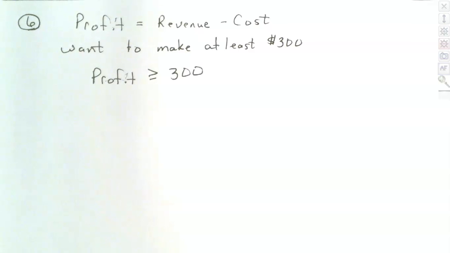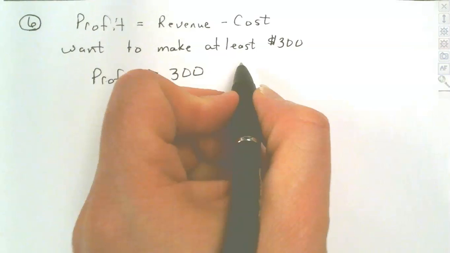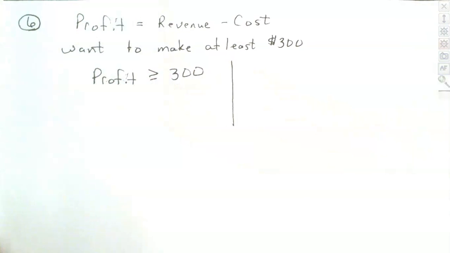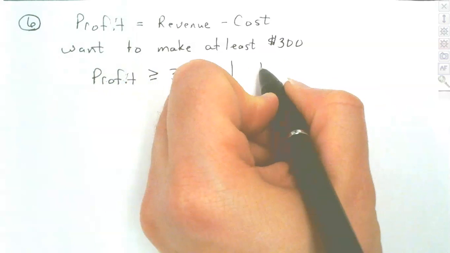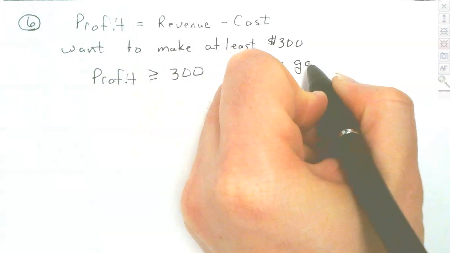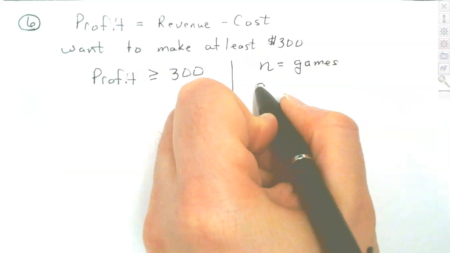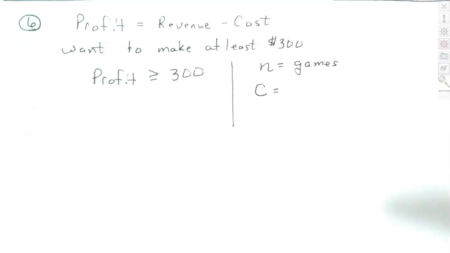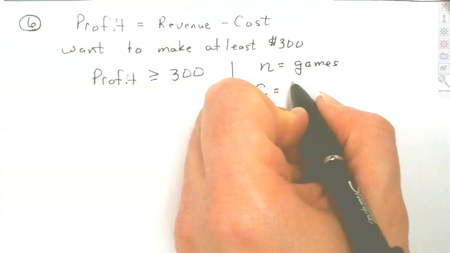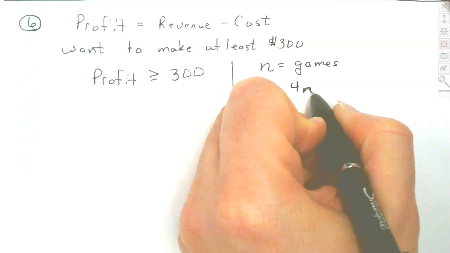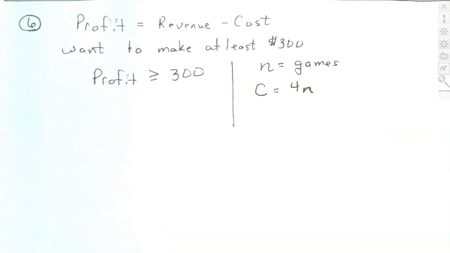Question 4, they gave you the revenue and the cost. On question 6, we're going to have to come up with those. So let's start with our cost. The cost is the easy part. Now, N is going to represent the number of games. How much does it cost me to buy a game? Well, it cost me $4 per game. So my cost would be 4N. So if I bought 10 games, it would cost me $40 for that inventory, right? So 4N then.